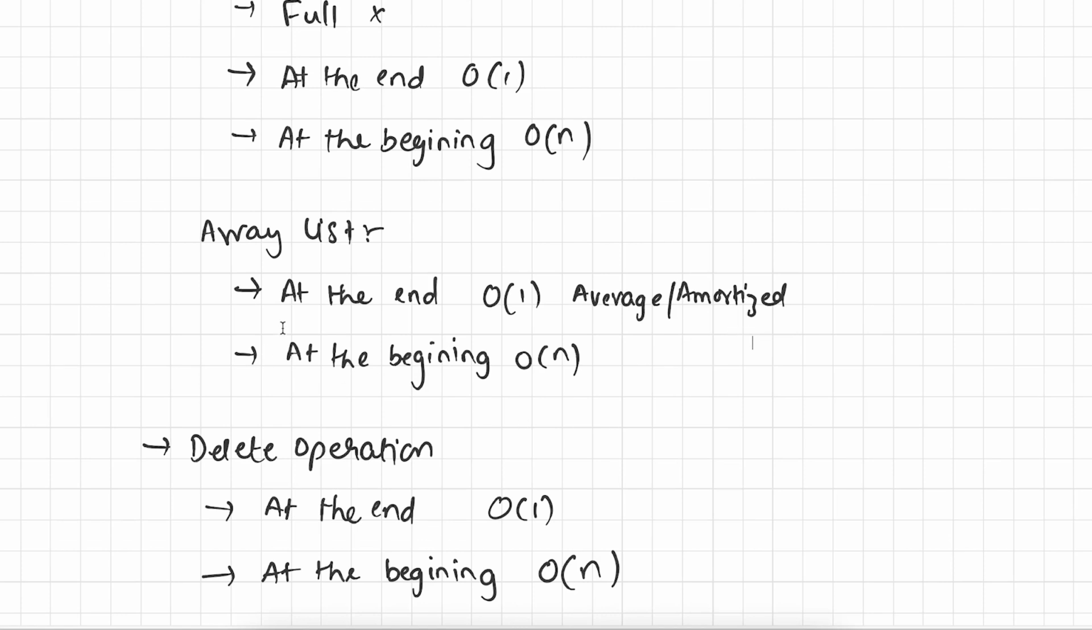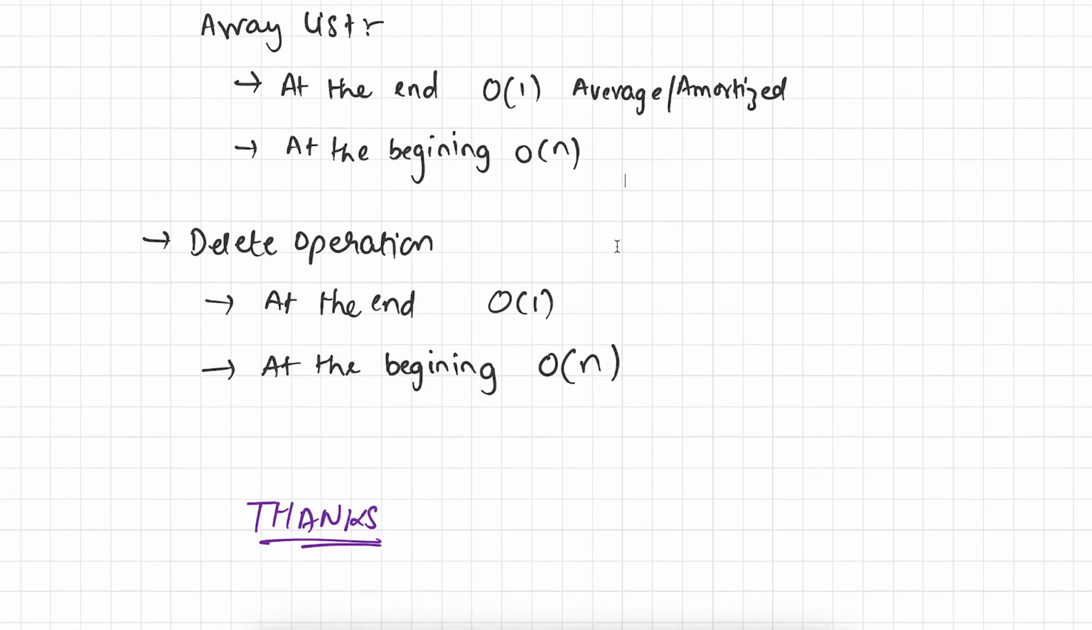And what if we want to insert any element at the beginning? It again takes big O of n because we have to shift all the elements towards right to insert an element at the beginning. Now what about the delete operation? Delete operation takes big O of 1 time if you want to delete any element at the end, and it takes big O of n time if you want to delete any element from the beginning, because then we have to shift all the elements towards left. That is why we have to traverse the entire array from the last element to the first element.